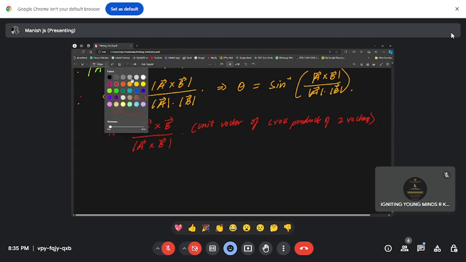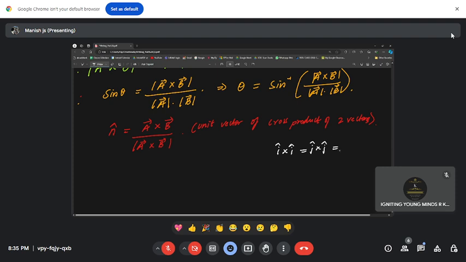So let us see. First, let us see I cross I. You see here I cross I, J cross J, K cross K. What would be the values? You can tell me. Here you will apply the sine rule. So basically on sine theta you have to use that particular relation. So J cross J and K cross K, these values will give you 0, children.